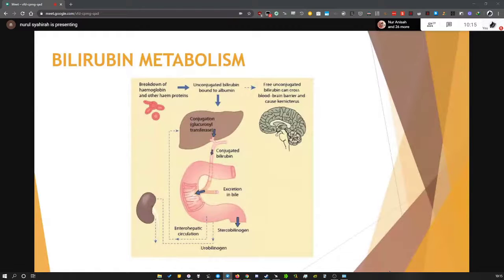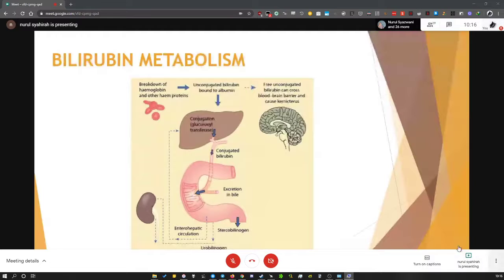We need to go into more detail on bilirubin metabolism, because you made it simplified. Bilirubin metabolism is very important, so I want you to know it in detail.